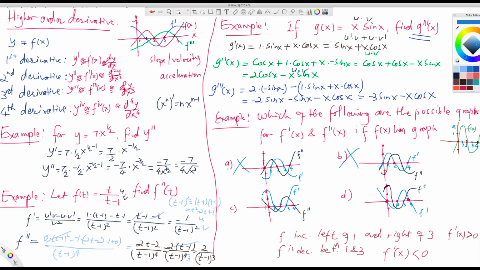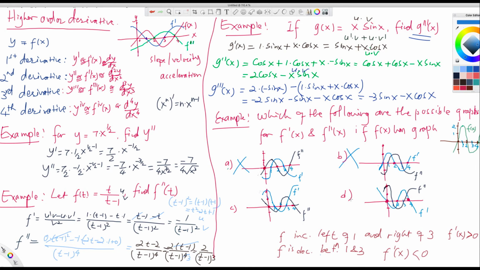How about C? We need left of 1 and right of 3 the graph of f prime to be above the x-axis. So let us look at that. Left of 1, it is above the x-axis. Right of 3, it is above the x-axis. It looks like it is, okay?